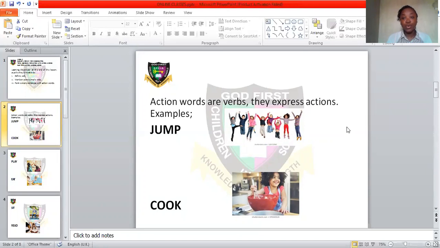We have other examples here. For example, jump. If you look at the picture, the children are jumping. They are carrying out an action, and the verb in their action is jump. Also, we have cook. If you look at the picture, the girl is cooking. She's carrying out an action, and the action she's carrying out is she is cooking. So the verb in her action is cook.